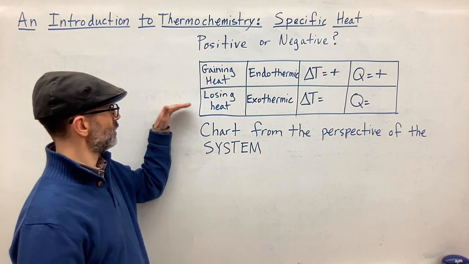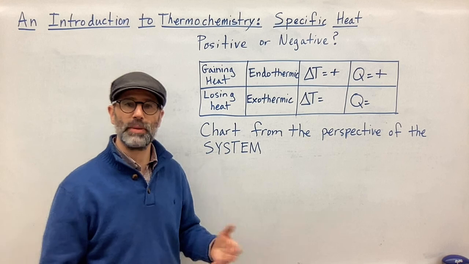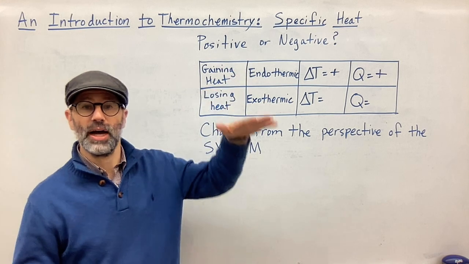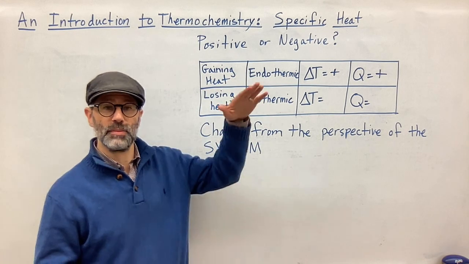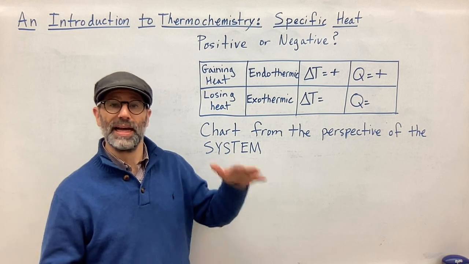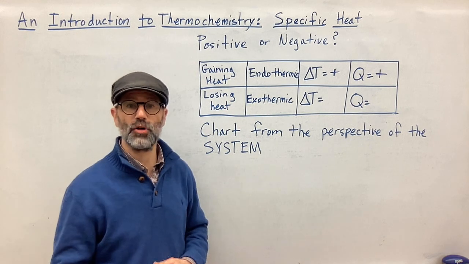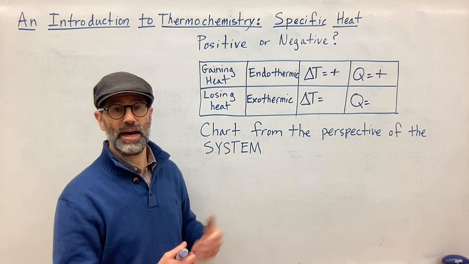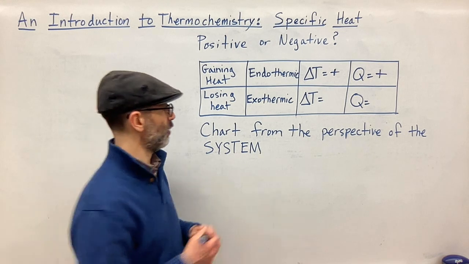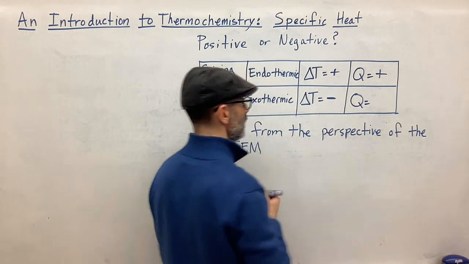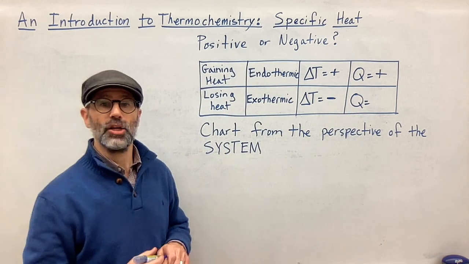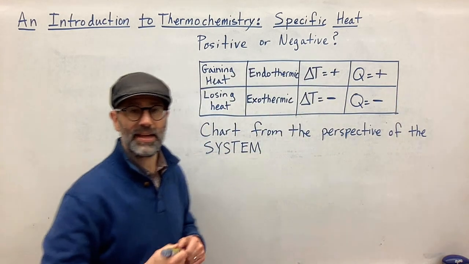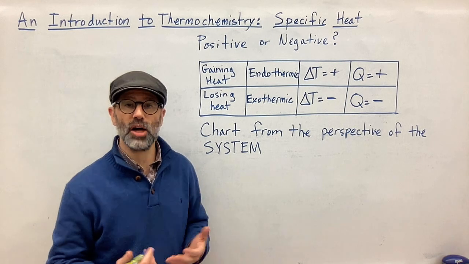Okay, what if your system loses heat? Then that is exothermic. It's losing heat. And so in that case, that means the temperature is going to go down, right? So if the temperature goes down, then your initial temperature is going to be larger than your final temperature. So when you subtract your final minus initial, you're going to end up with a negative value for your delta T. Okay, and then in this case, your quantity of heat is going to be negative, and that's going to indicate that the quantity of heat was lost by the system.